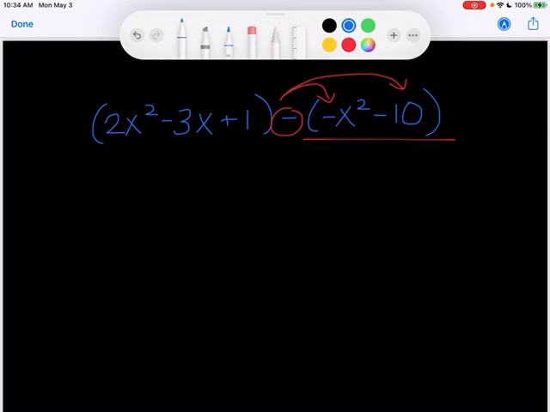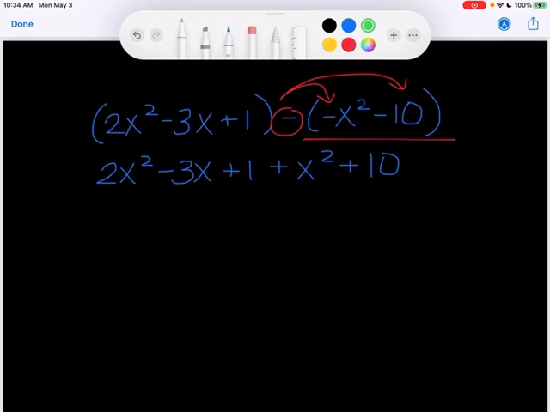So I'm just going to drop off the parentheses here. I've got 2x squared minus 3x plus 1. And when I distribute that negative to the negative x squared, a negative times a negative becomes a plus x squared. And then same thing with negative times negative 10, that becomes plus 10. And now I just need to combine like terms.